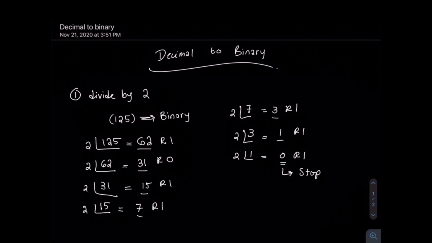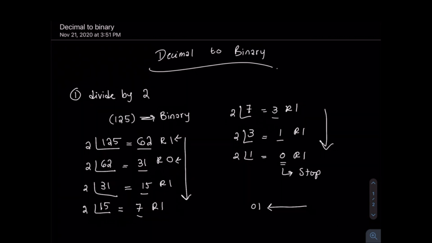So, how are we going to read the binary number? We will read it from up to bottom and write it from the right to the left. So, here 1, here 0, here 1, here 1, 1, 1, and 1. So the binary number to 125 is this.